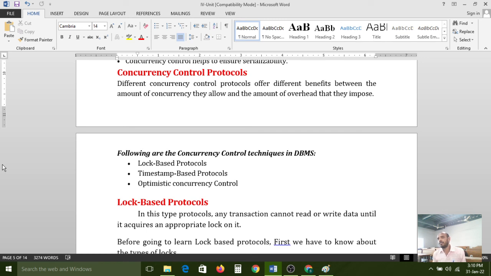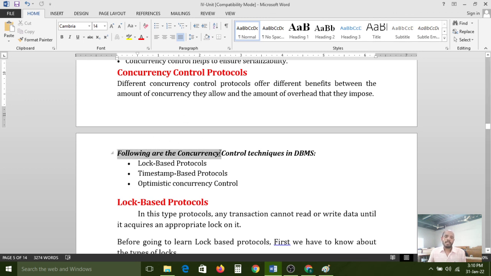So if you execute all concurrent transactions at a time, then you will get the lost update problem and inconsistent data while updating. So to avoid all those problems, we have to implement concurrency control protocols on our database. We have to use locking techniques to maintain the transactions. Okay, so to avoid the amount of overhead they impose, that type of headache, we have to maintain concurrency control protocols here.